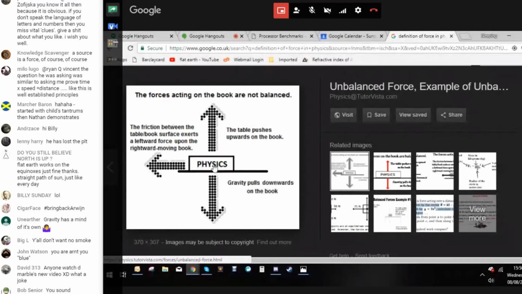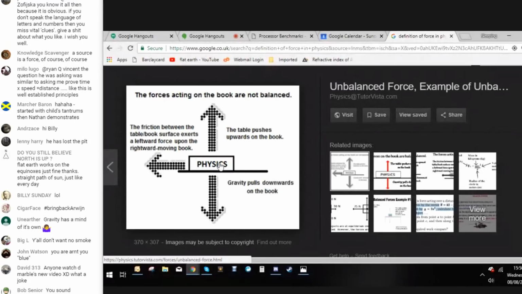So in this example, there's a book on a table. Yes, okay. And it's identifying three forces. It's saying that these forces are acting on the book, and they're not balanced. Okay, so we have a movement.